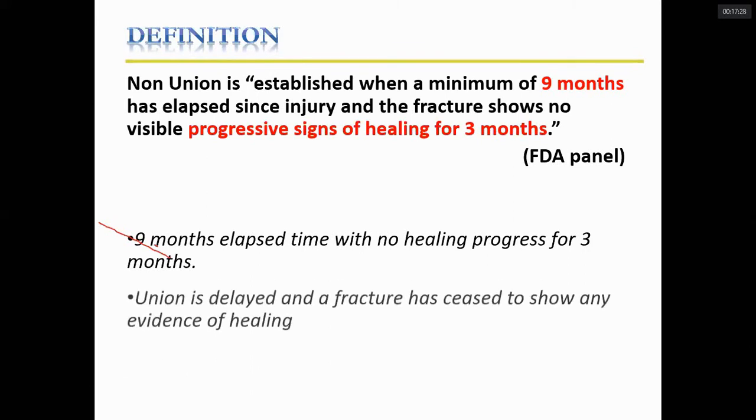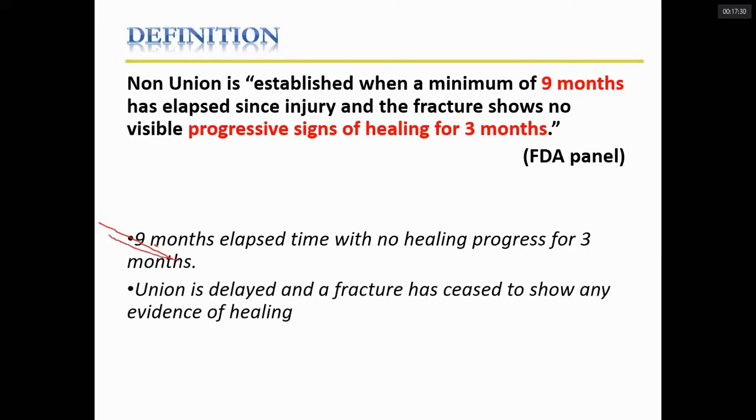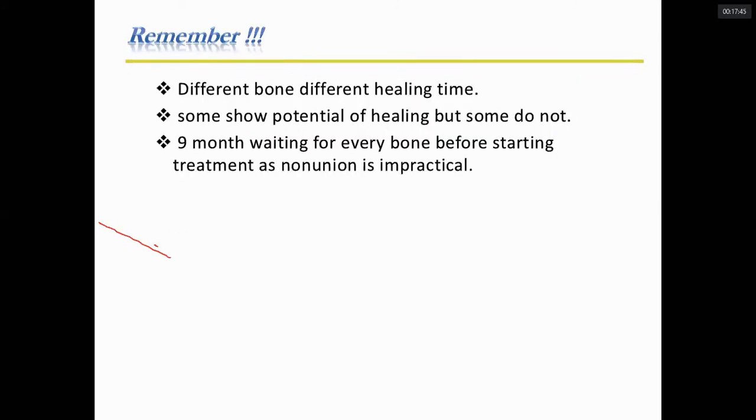Okay. So union is delayed and the fracture has ceased to show any evidence of healing for the last 3 months. So this is the definition of non-union: 9 months, no signs of healing for 3 months. But remember, there are some fallacies about this definition. Different bones have different healing times.